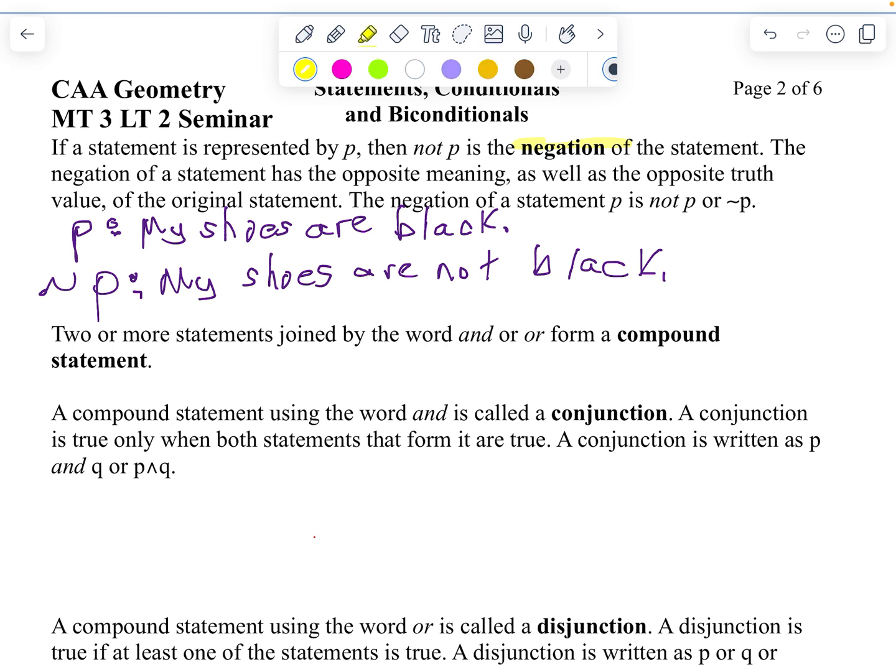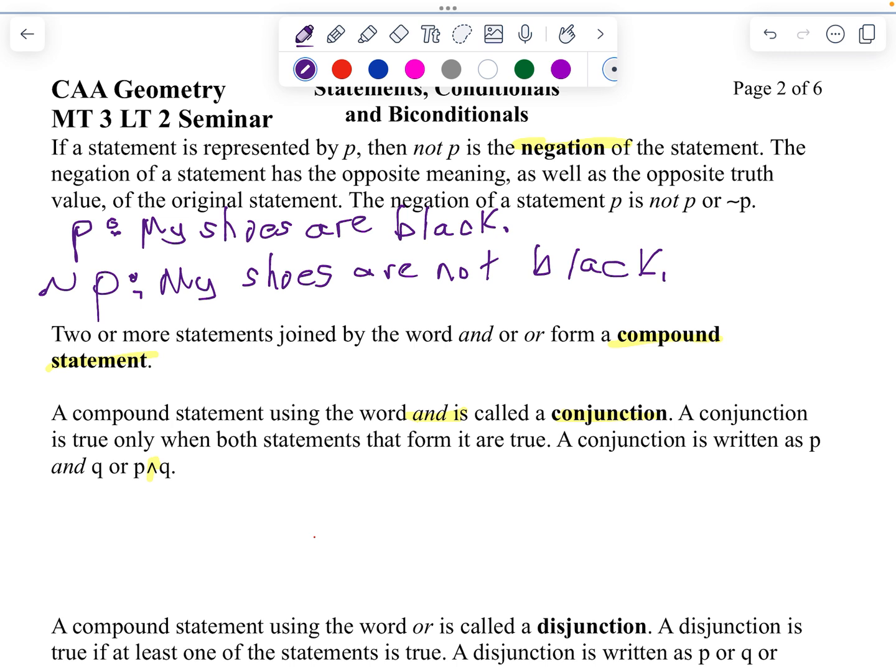Now, when we put two statements together, we get a compound statement. So I'm going to take two statements that can be classified true or false. I'm going to put them together. A conjunction is and. And we can use symbols for and, that looks like an upside down V. It's a caret.